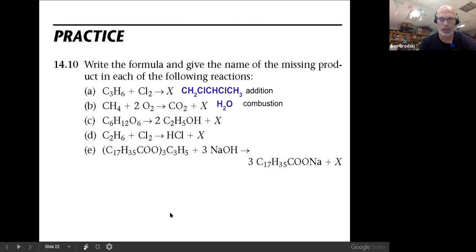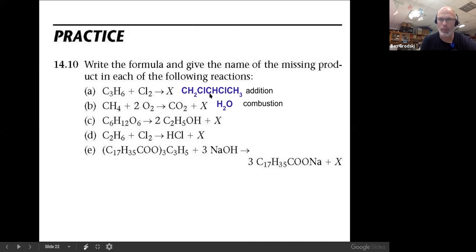Clear all my drawings. Let's go, mouse. And I just kind of gave everything away. So that's addition. Notice the chlorines are added onto each carbon. Now this is saturated. I'm sorry, O2 and C. Oxygen with a carbon-based fuel, of course, that's combustion. That X would be water.